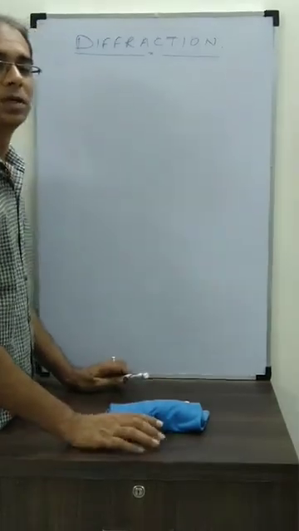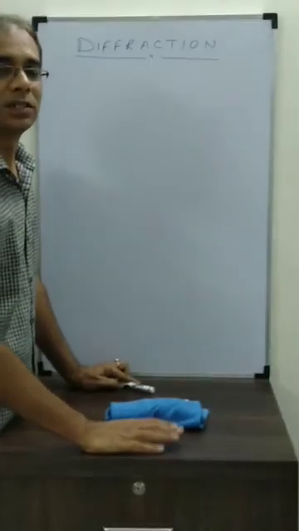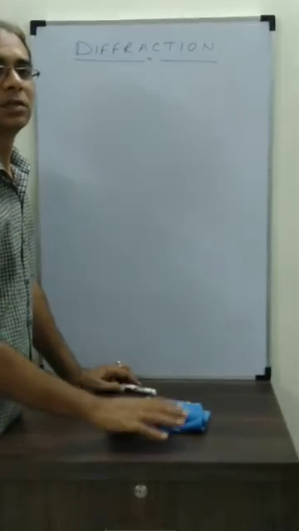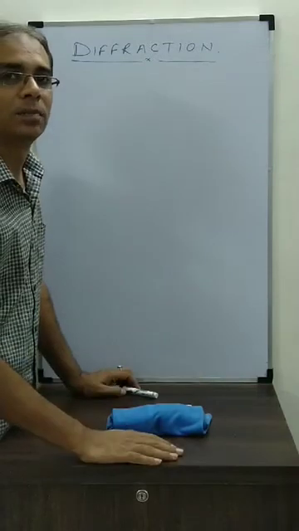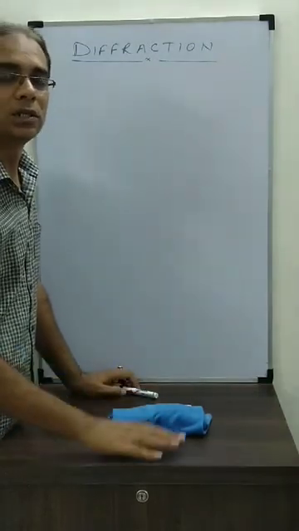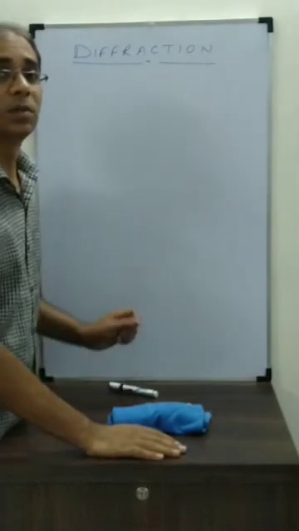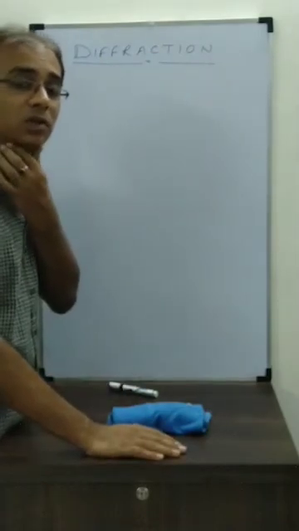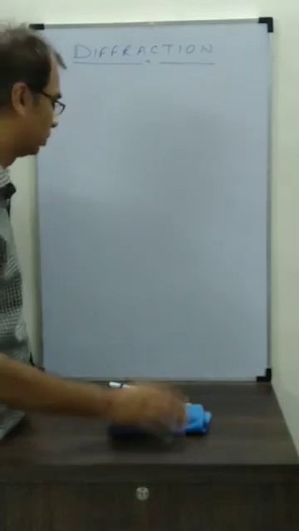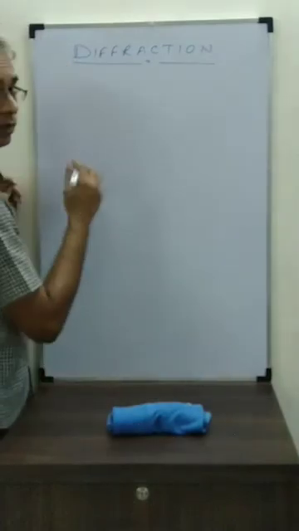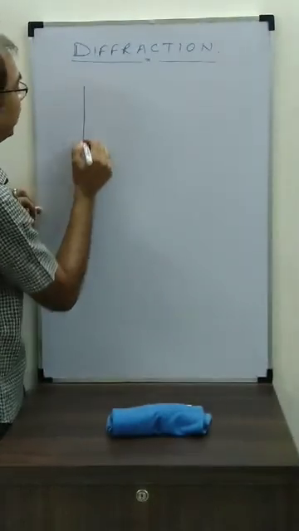Because of that reason, all the maxima, central maxima, first maxima, second maxima, will not have the same intensity and their fringe width is also not the same. Whereas in Young's double slit experiment, the intensity was the same and the fringe width was also the same. So let's see what Fraunhofer suggested for how to find the position.